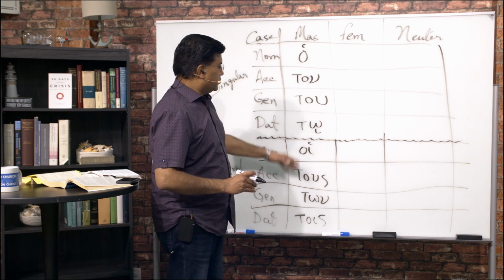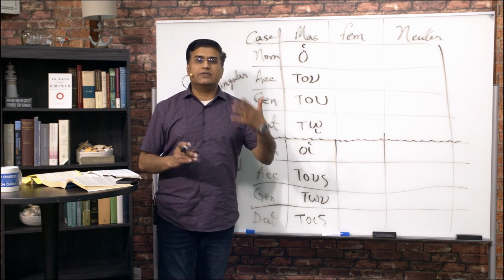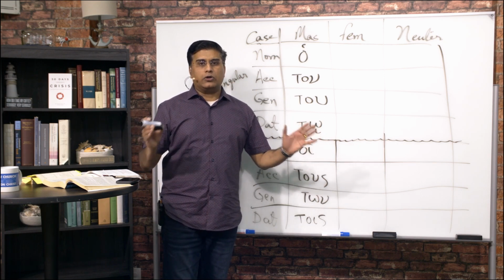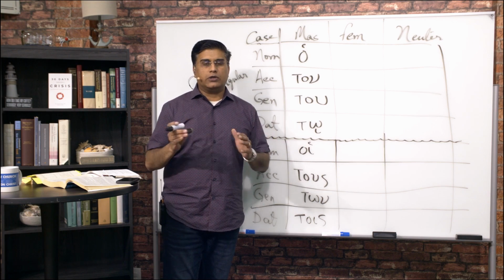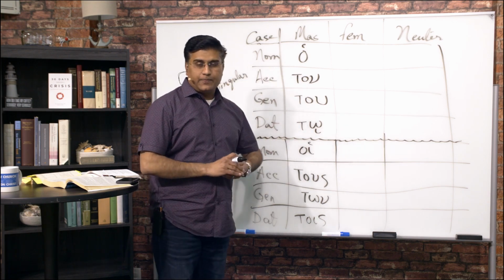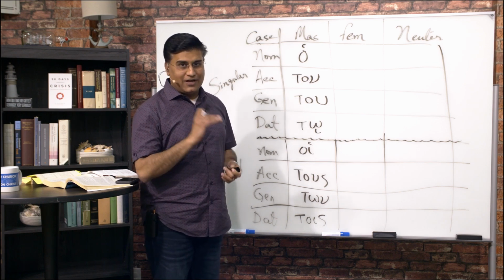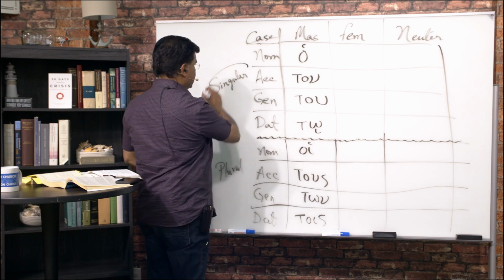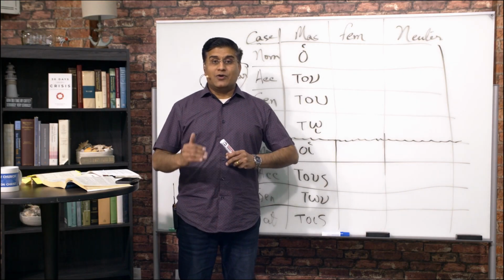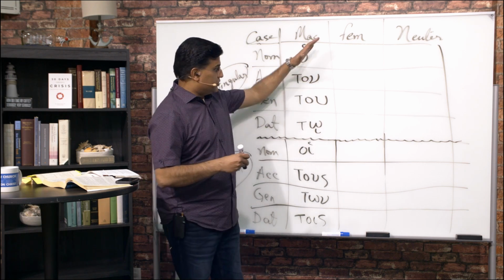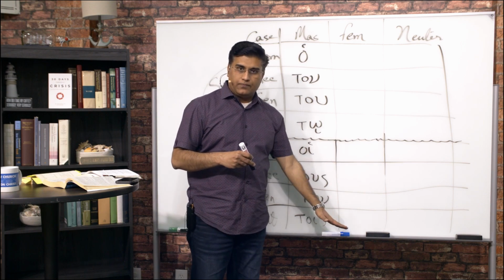Ha hoi, ton tous, tu ton, to tois. You simply have to memorize it. There's no other way. So there you have the masculine definite article, singular and plural. Okay? This is singular, this is plural. So now let's look at the feminine definite article, singular, and then plural.